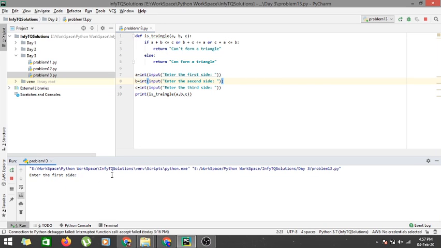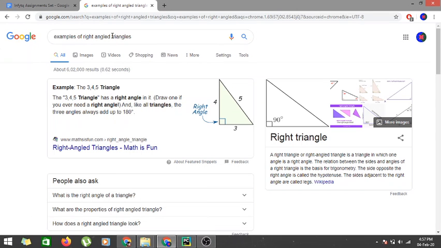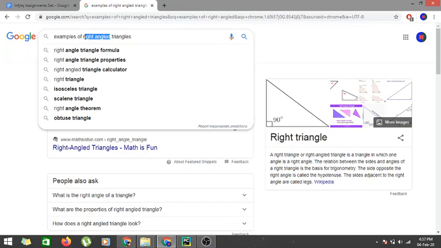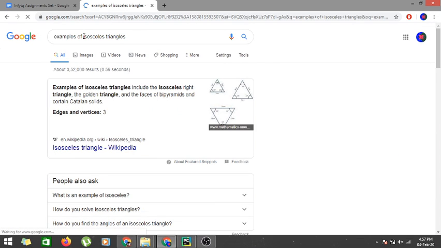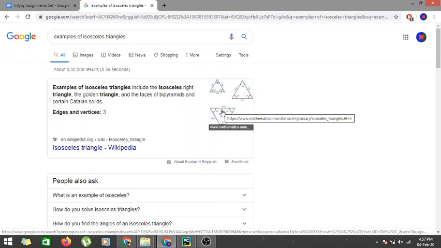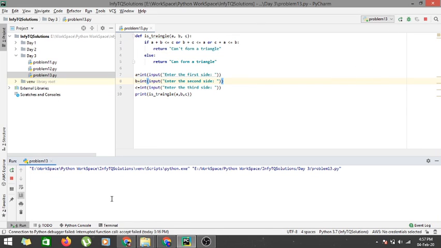Let's try an equilateral triangle, that is 4, 4 and 4. It can also form a triangle. So we are right up to this. What was the other type of triangle? It was an isosceles triangle, right? Let's try an isosceles triangle. So it would be 5, 5, 4. 5, 5, 4 is an isosceles triangle, obviously, two sides are equal. Yeah, it can also form a triangle.